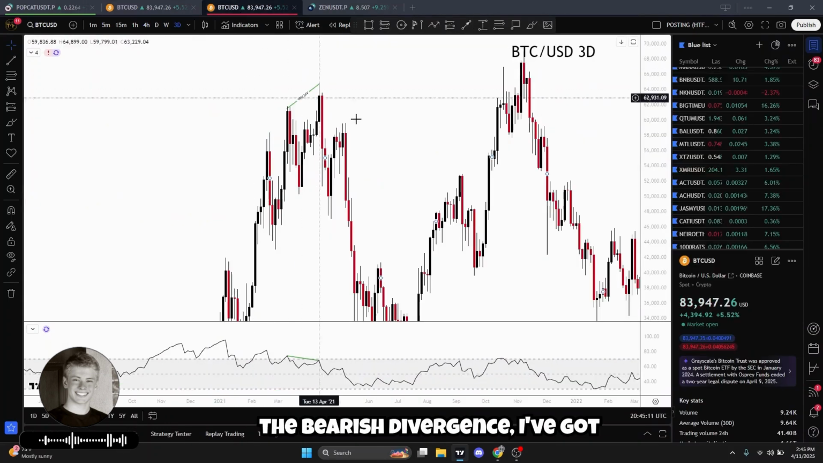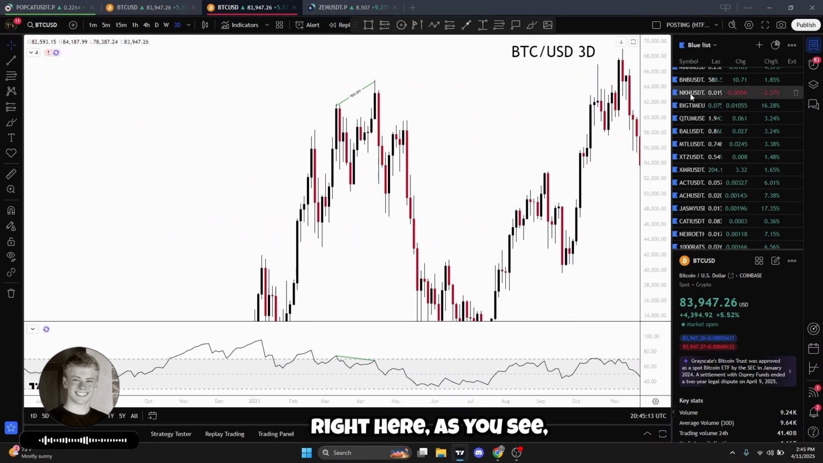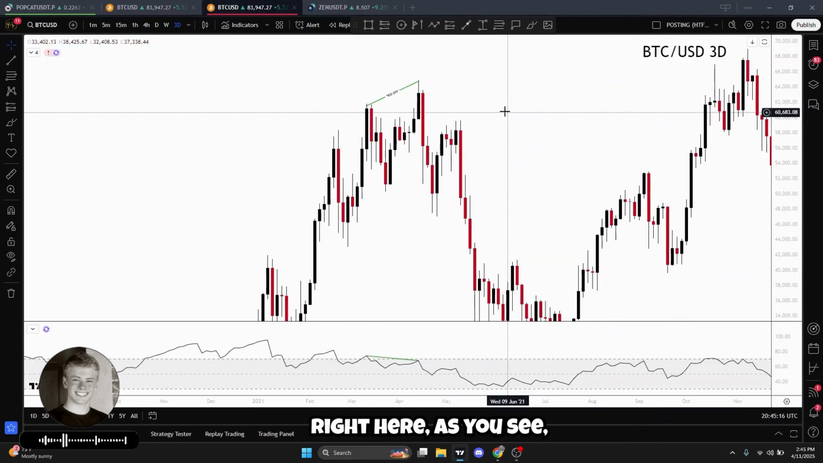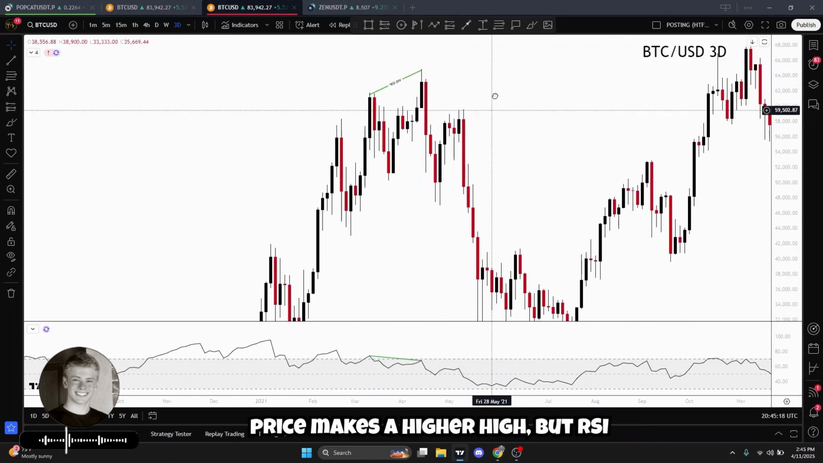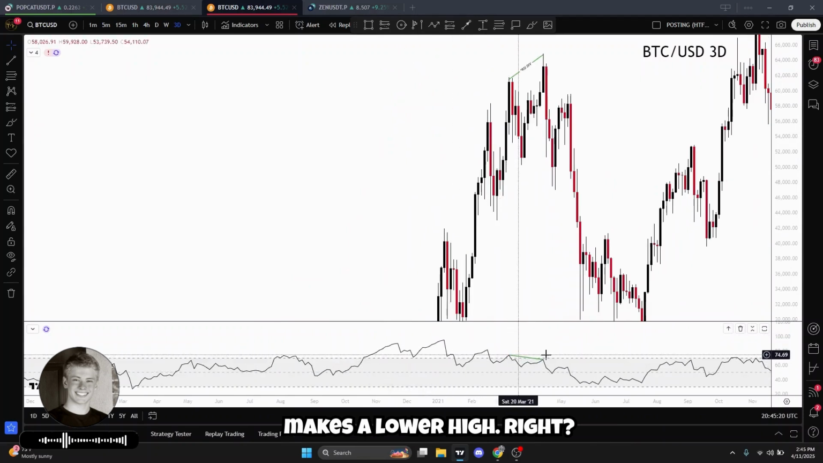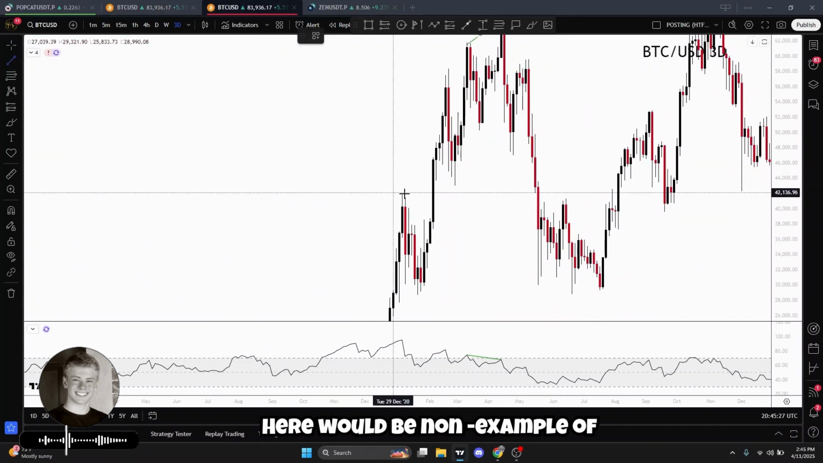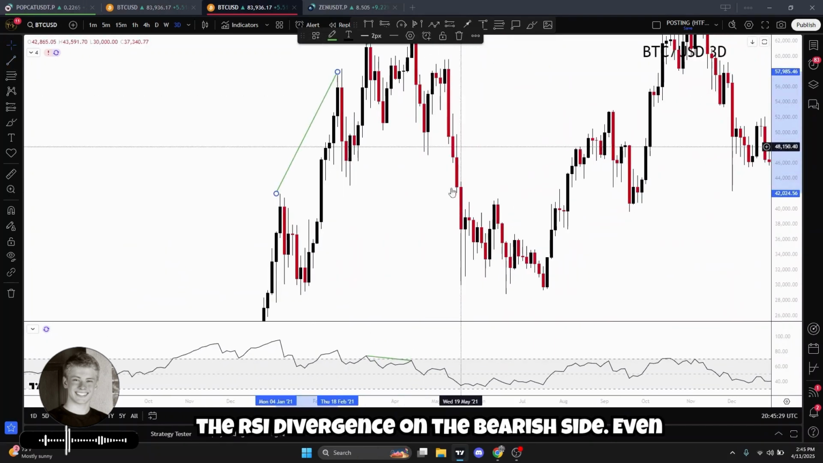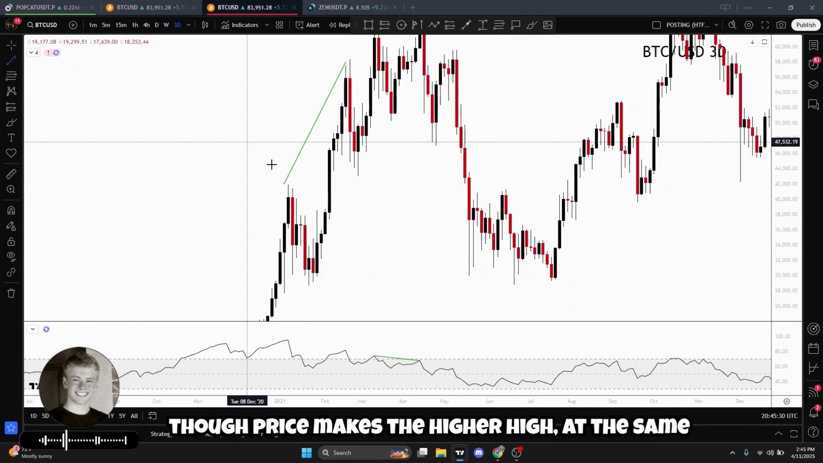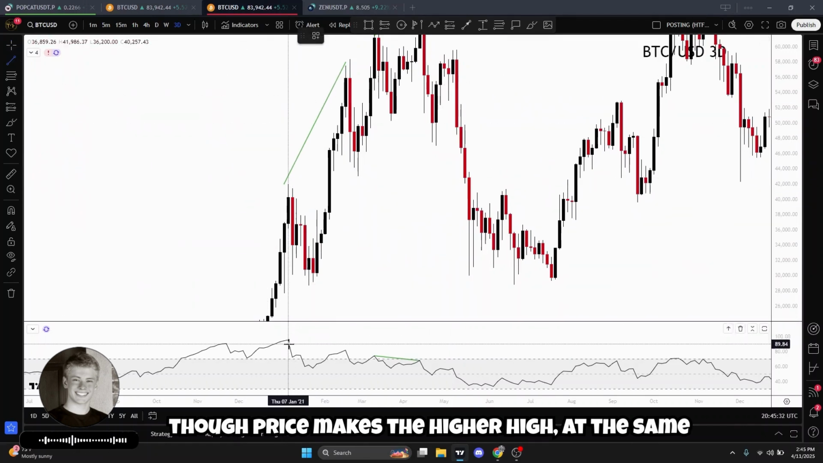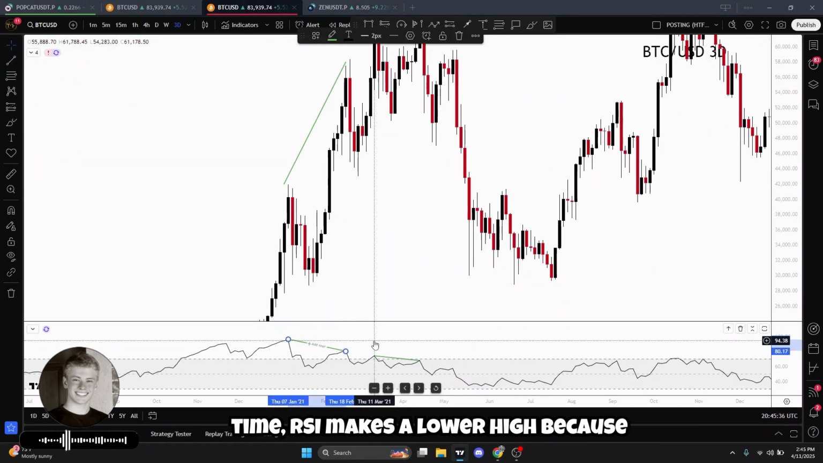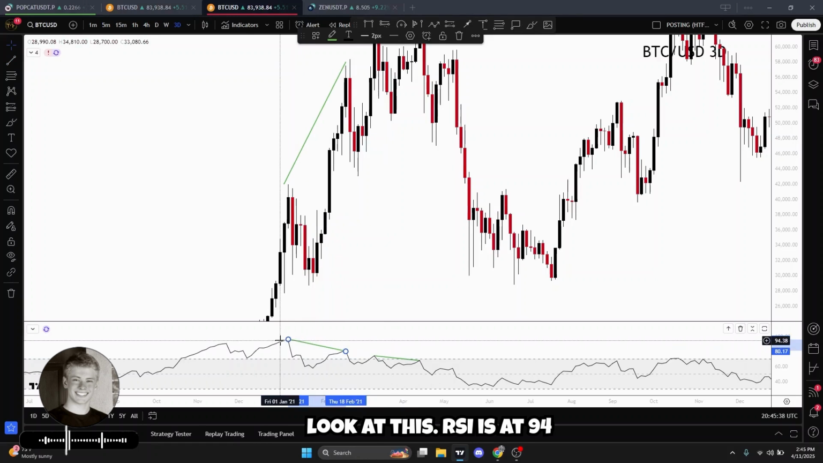So for the bearish divergence, I've got right here, as you can see, price makes a higher high, but RSI makes a lower high. Here would be a non-example of the RSI divergence on the bearish side, even though price makes the higher high and at the same time RSI makes a lower high, because look at this. RSI is at 94 here. It's very, very difficult for RSI to be above 94.